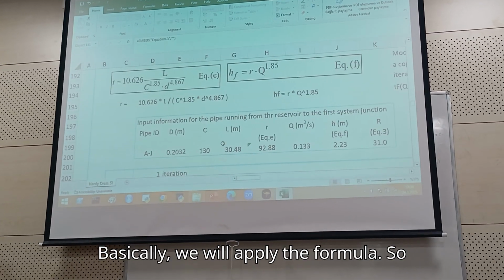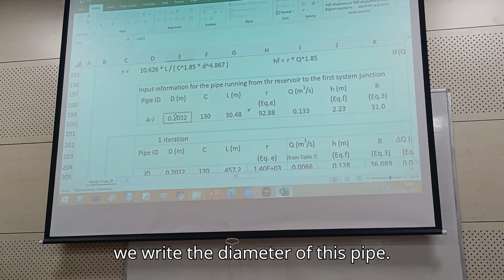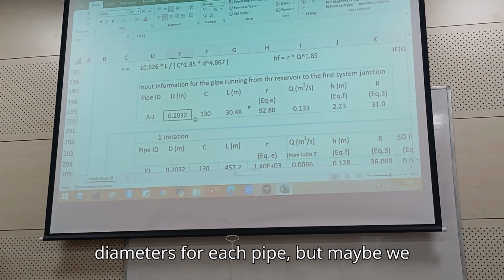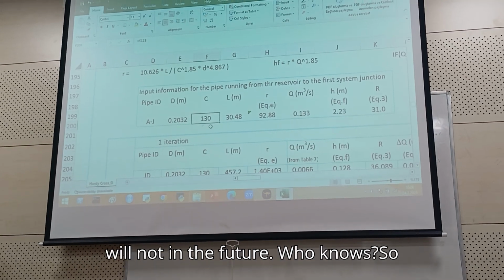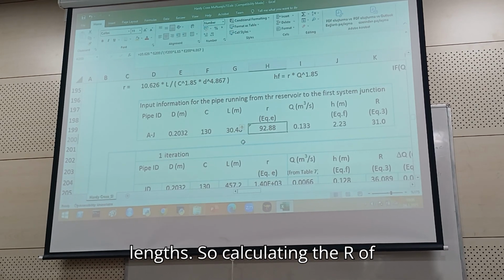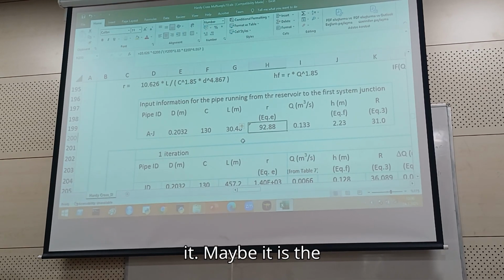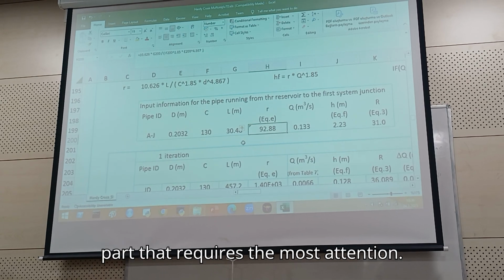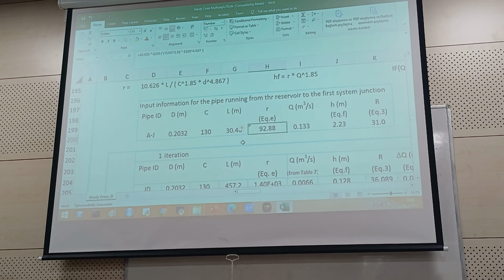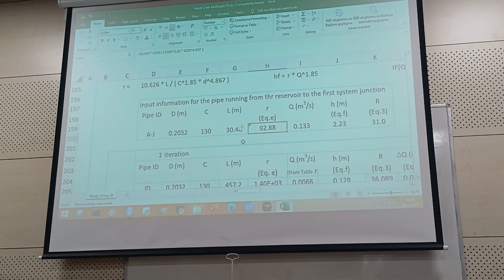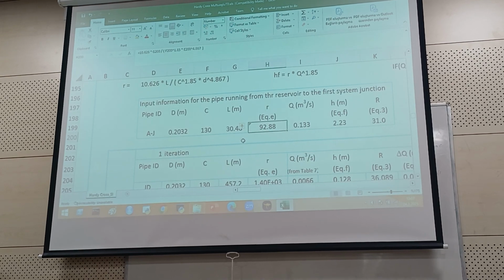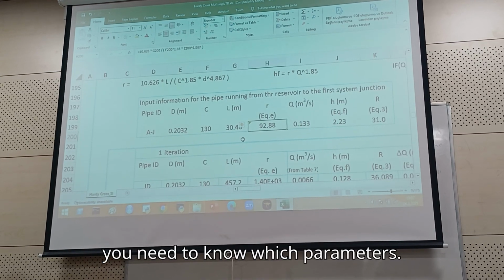Basically, we will apply the formula. So we write the diameter of this pipe. It's very nice that we have the same diameters for each pipe, but maybe we will not in the future, who knows. So length, so calculating the R of it. Maybe it is the part that requires the most attention. How do we calculate the R? To calculate R, you need to know which parameters?